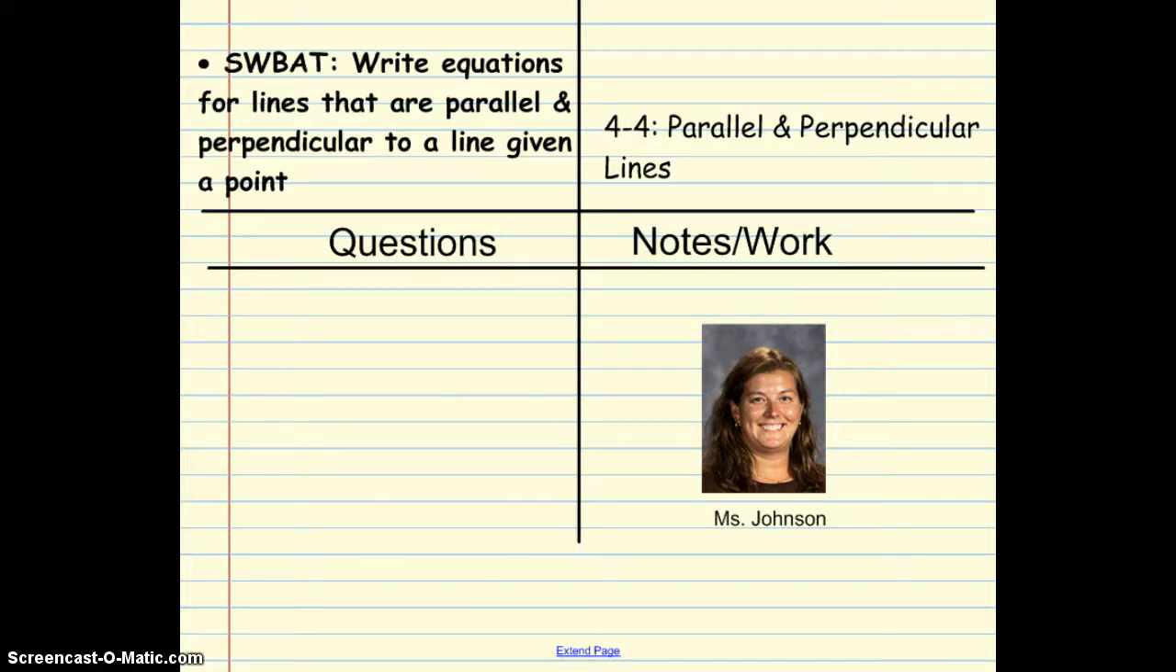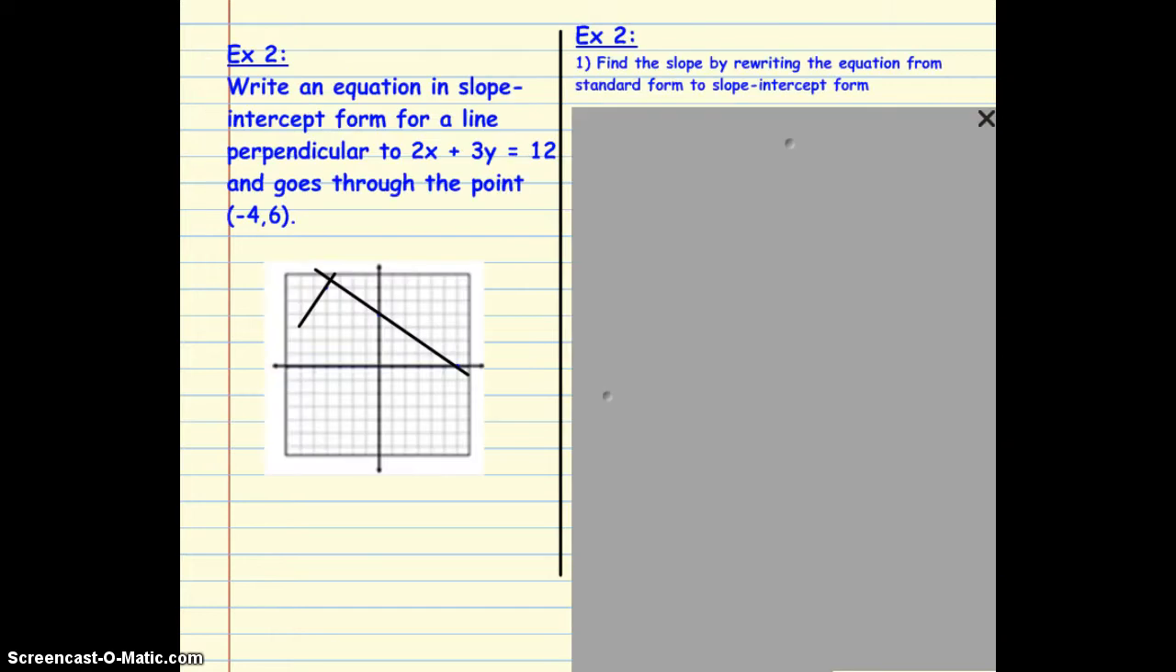You can go ahead and just continue on your notes from the day before when we talked about parallel. Alright, we are just going to do one example. It's example 2, continuing from the other day.